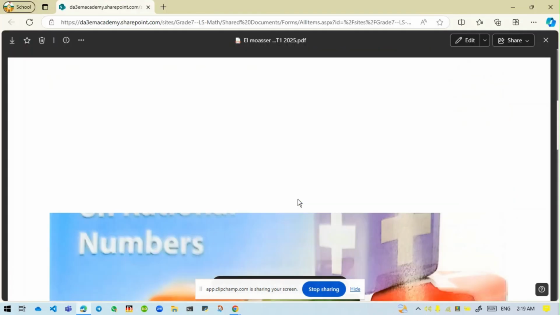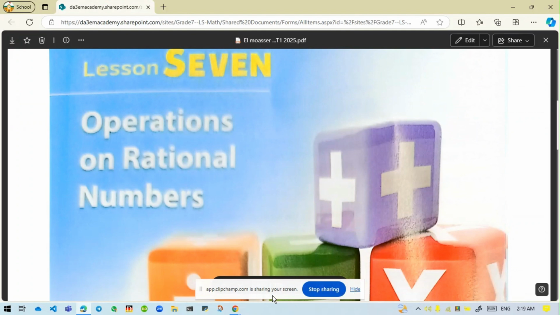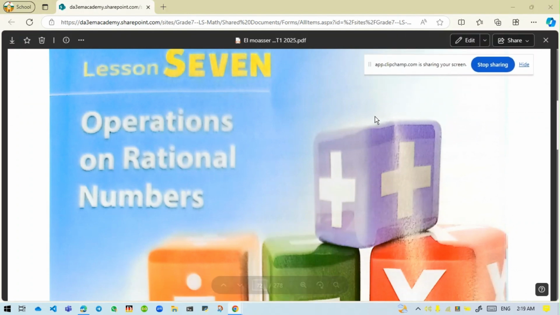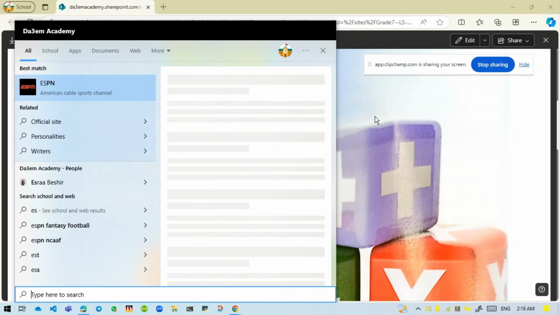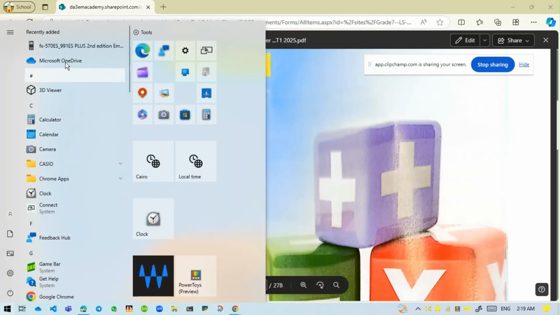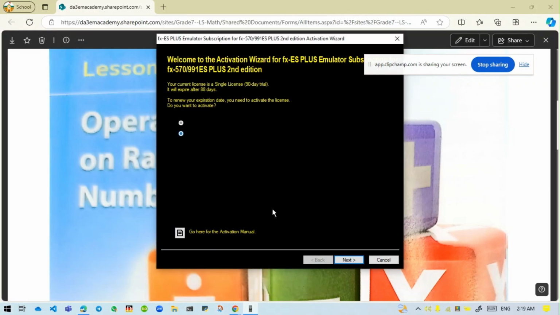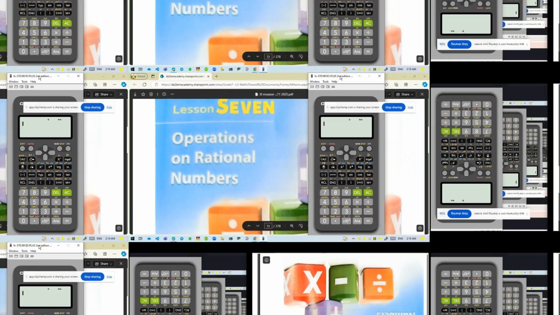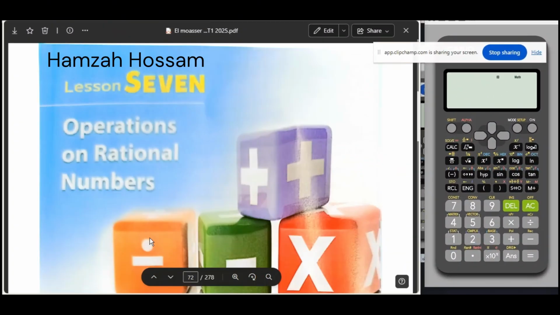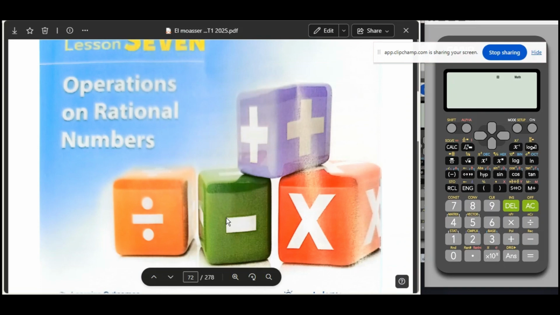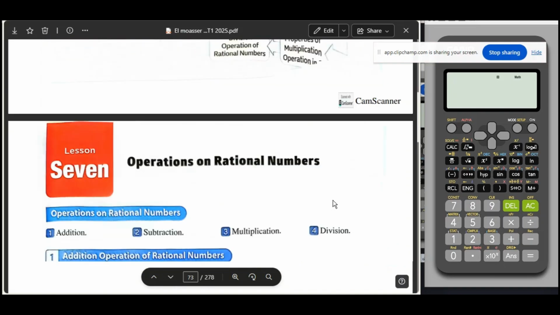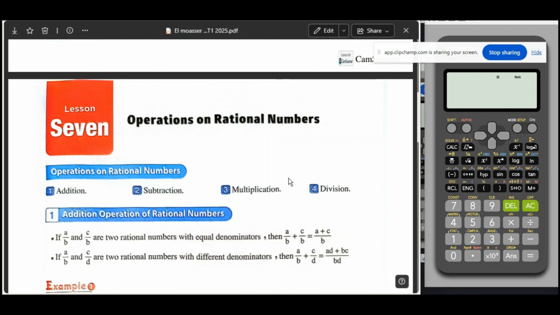So guys, now let's get started. And before we do anything else, what we need here is to open our calculator. Just give me a moment. There we go. So now we got lesson 7, operations on rational numbers. We got here addition, division, subtraction, and multiplication. This is lesson 7 in unit 1, and it's the same as lesson 6 because we talked about integers. Now we'll apply it to rational numbers.